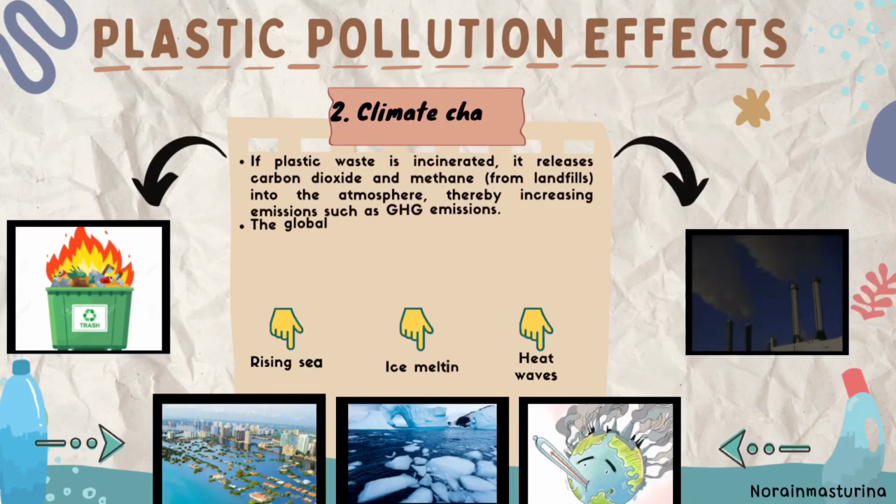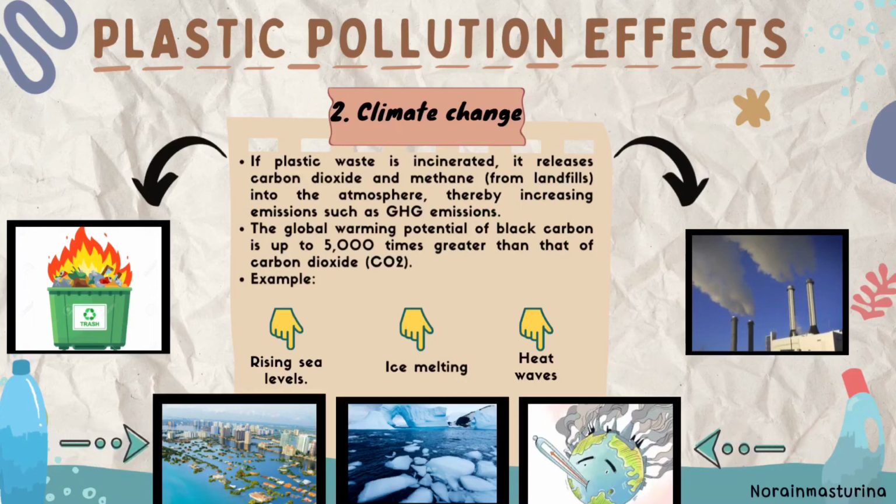Climate change. If plastic waste is incinerated, it releases carbon dioxide and methane into the atmosphere, thereby increasing emissions such as GHG emissions. The global warming potential of black carbon is up to 5,000 times greater than carbon dioxide. The examples of climate change are rising sea levels, ice melting, and heat waves.